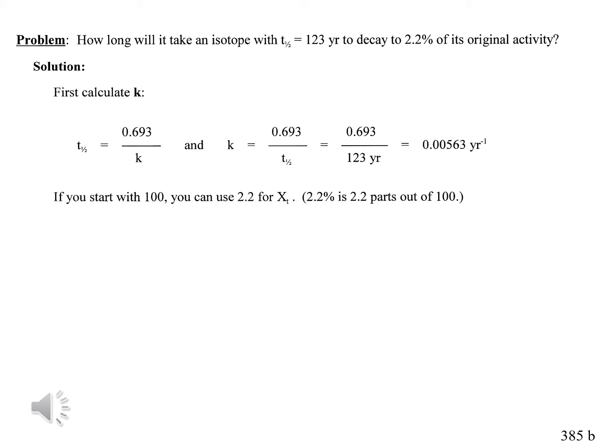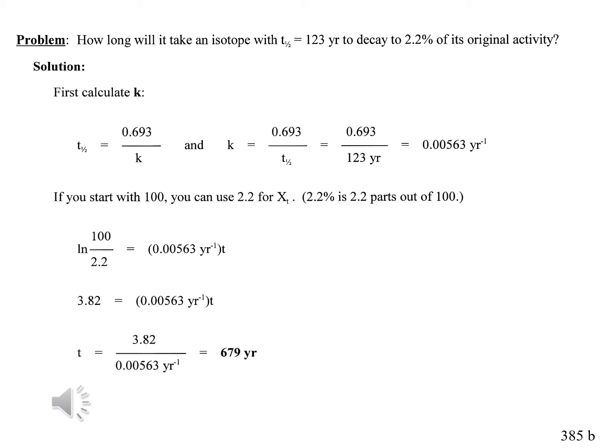So first you got to calculate the K value, so you take 0.693 divided by the half-life. In order to get the percentage, the best way I think to do it is to start with 100 and go down to 2.2 because 2.2 is the parts out of 100. So I plugged in the 100, the 2.2, and the value of K. So after you take the ln and divide by what's next to the T, you can get 679 years. Now, that waste then would have to be disposed of by the hospital.